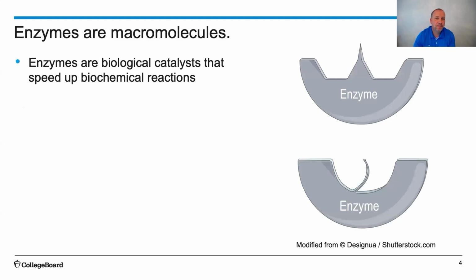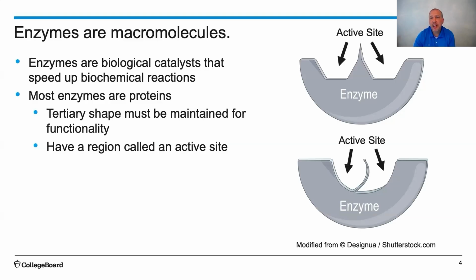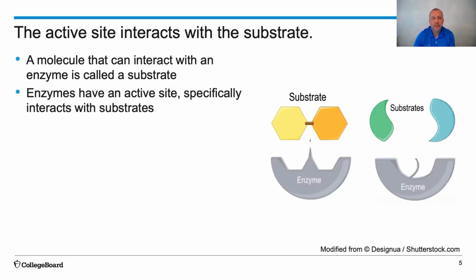So let's dive in. Enzymes are biological catalysts that speed up biochemical reactions. Most enzymes are proteins, so they have a tertiary shape that must be maintained for functionality. They have a region called an active site. So if you take a look at the picture, you'll notice two different enzymes, two different active sites. A molecule that can interact with an enzyme is called a substrate.